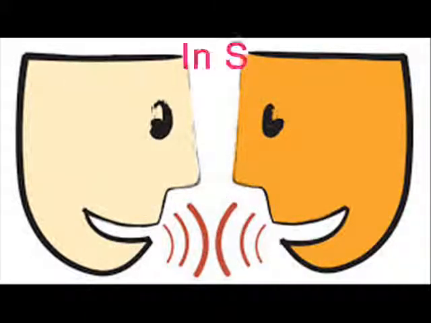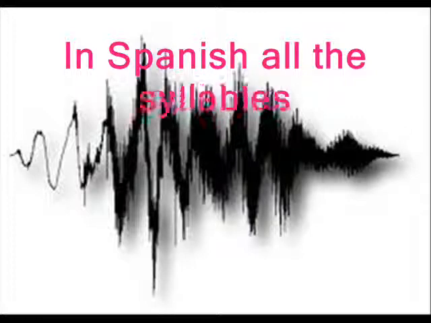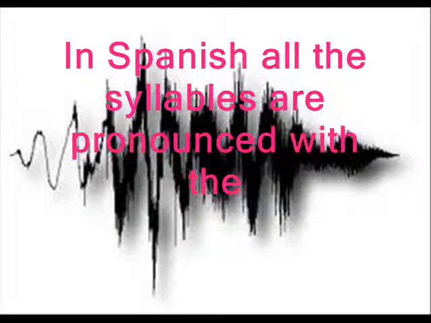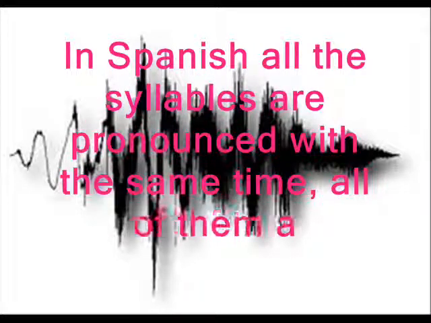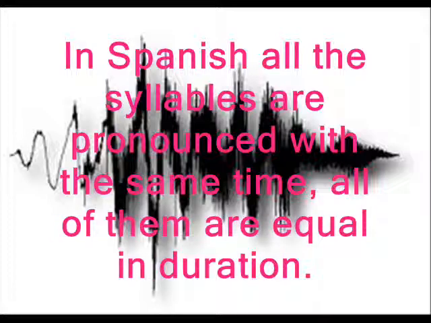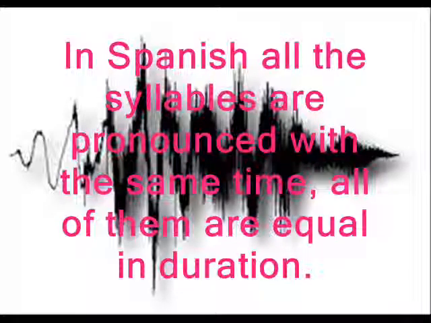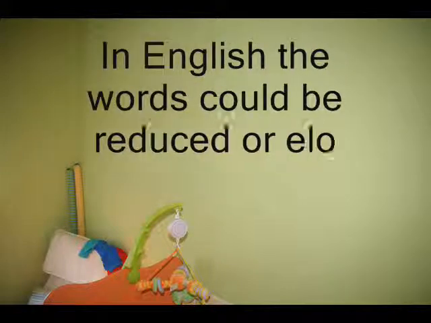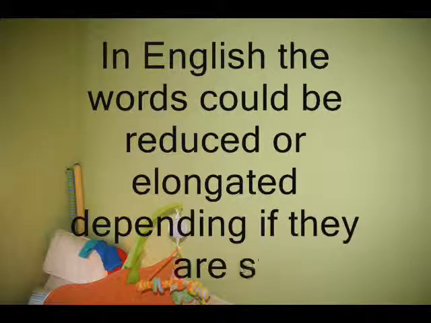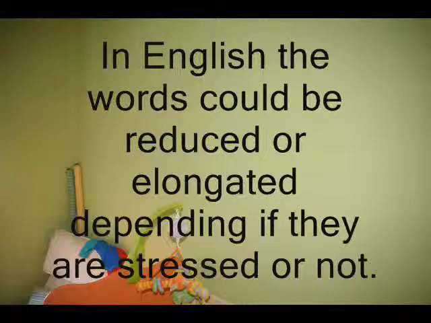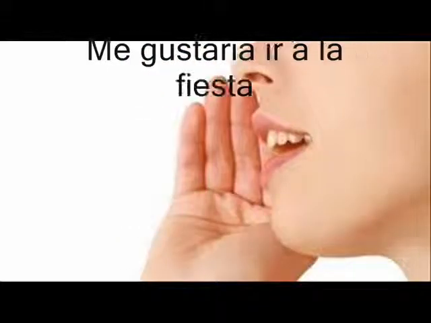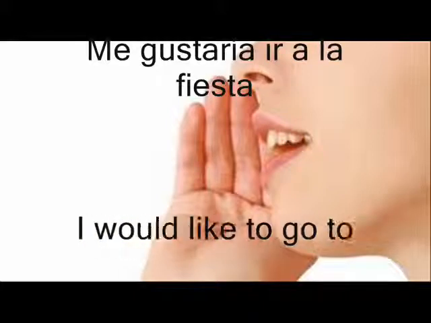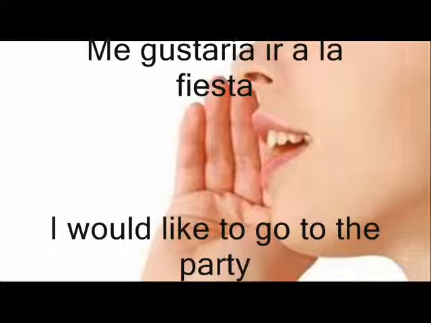In Spanish words, all the syllables are pronounced with the same time. They are not reduced or elongated syllables. All of them are equal in duration. But in English, the words could be reduced or elongated depending if they are stressed or not. For example, in Spanish you say, me gustaría ir a la fiesta. In English, I would like to go to the party.